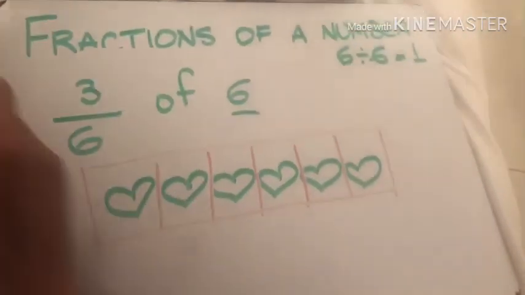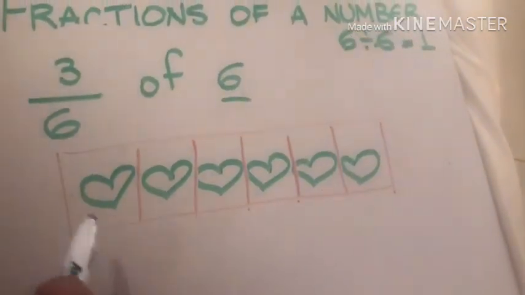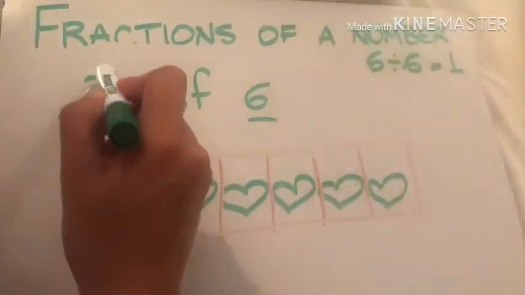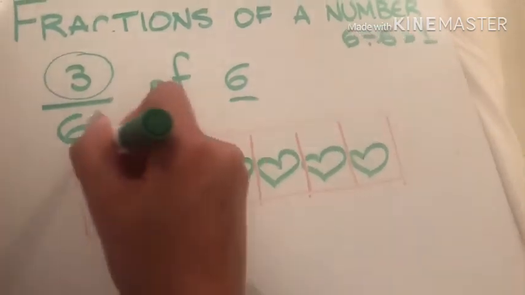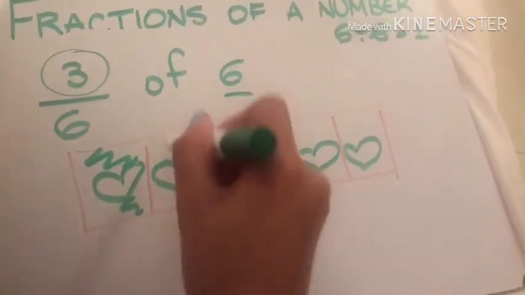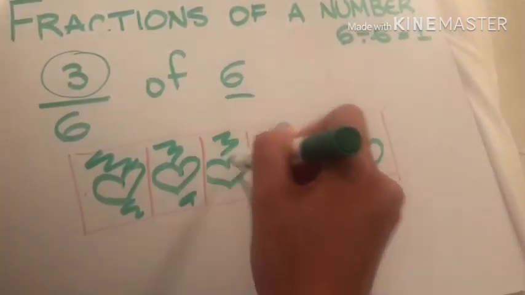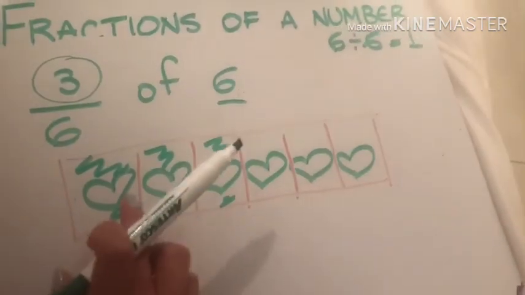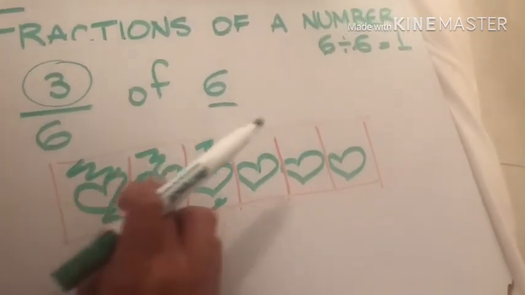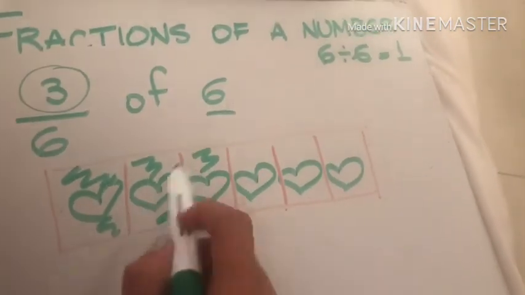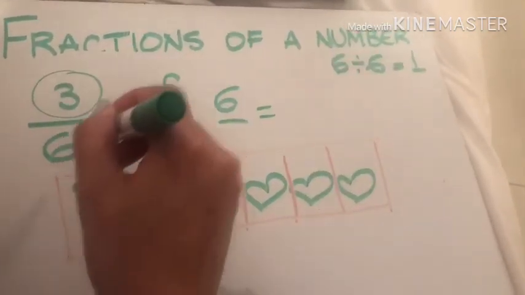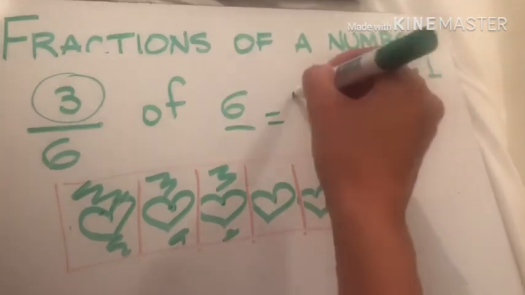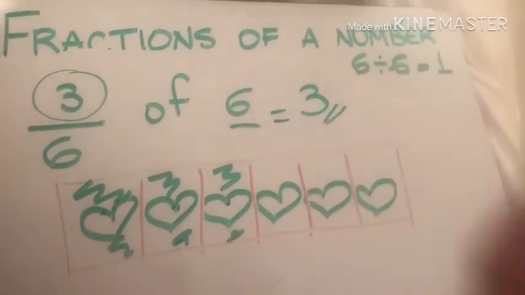Okay? And now how many am I going to take? This number is going to show me how many do I take. I take 1, 2, and 3. And since in each box I only have 1 element or 1 object, I will have 1, 2, and 3. So 3/6 of 6 equals 3. That would be my answer.